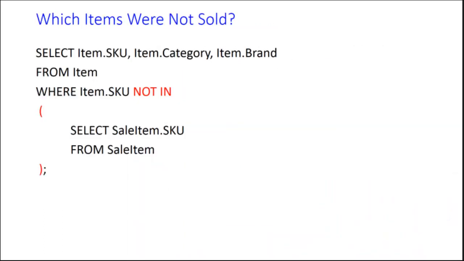Which items were not sold? We can easily retrieve a list of items that are sold with a simple query. Well, not sold, we need to use the keyword not in. We can select all stock keeping units, category and brand from item table, where that stock keeping unit is not in a list that retrieves all stock keeping units. So a nested query, the second query, as we see, selects all primary keys of sale item from sale item table. These are the items that are sold.